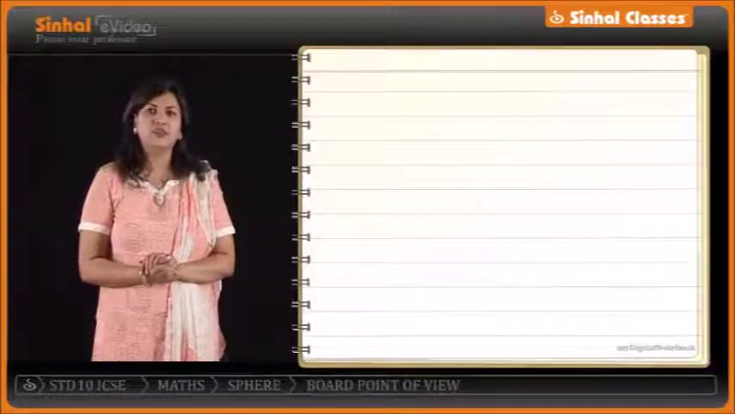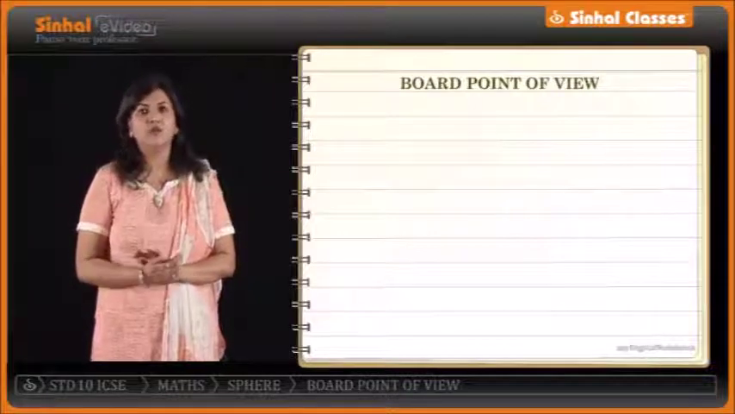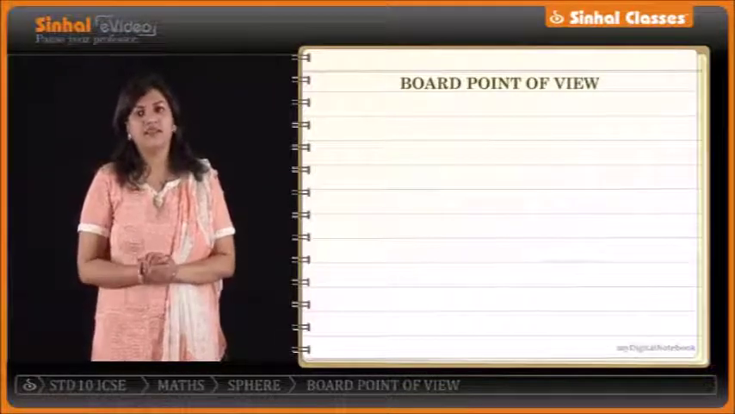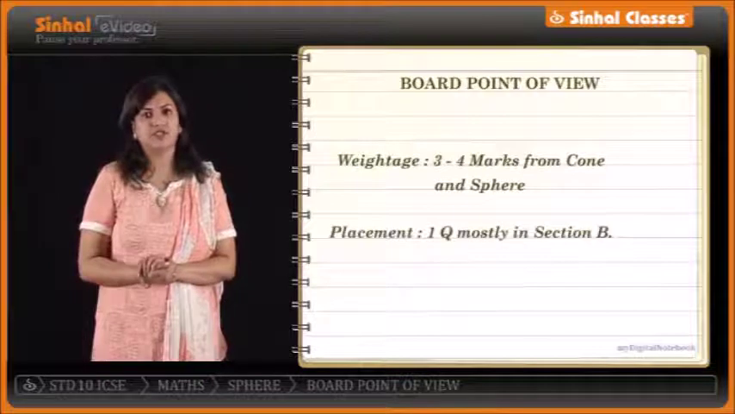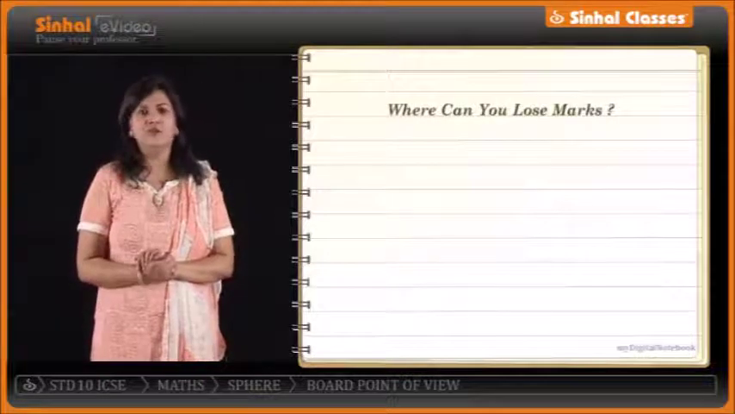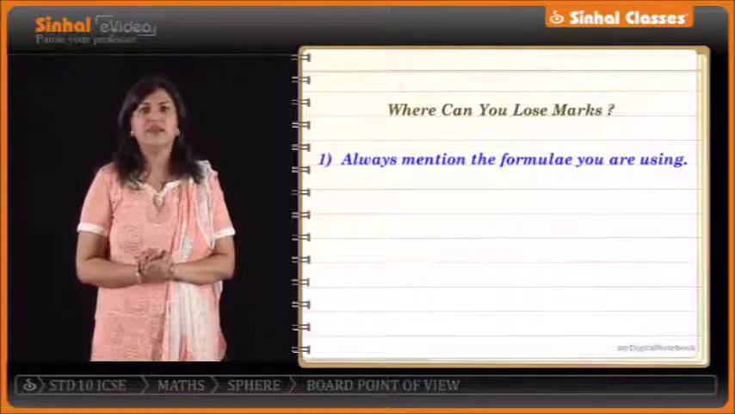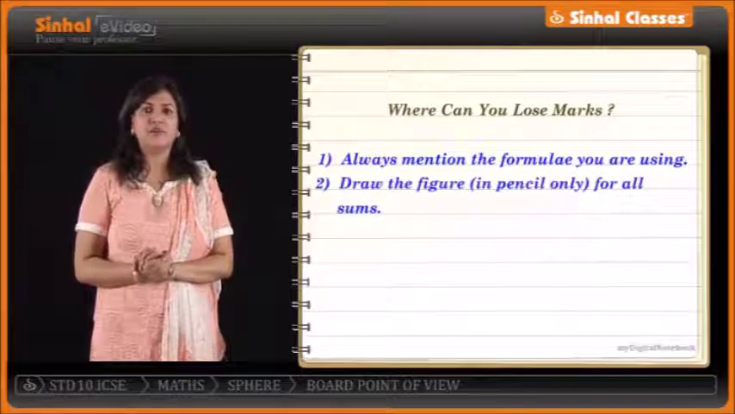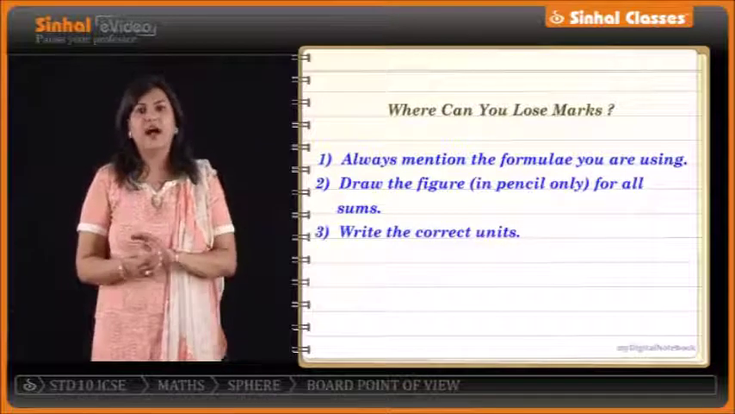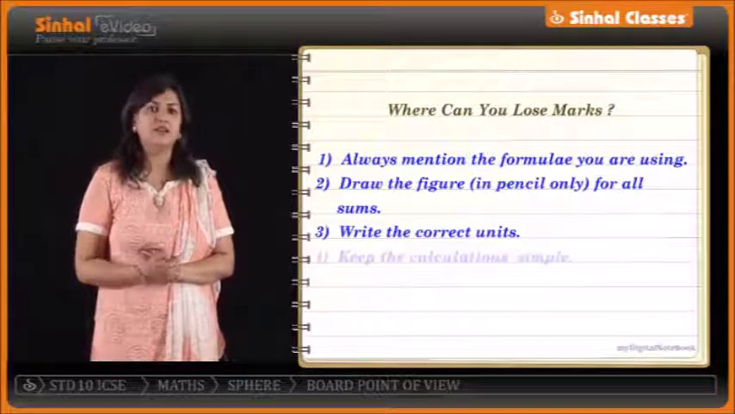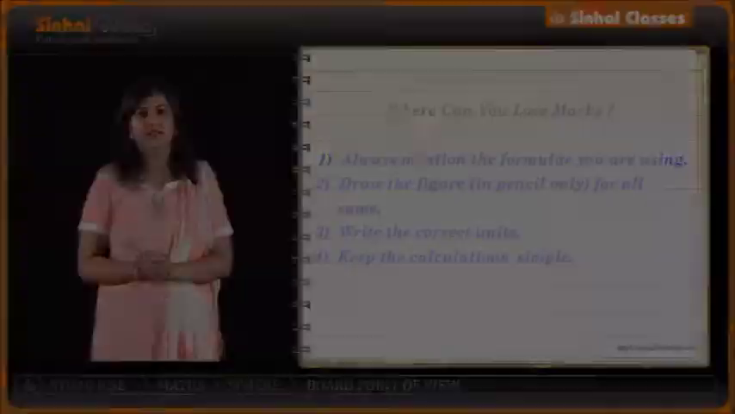Let us look at this topic from the board point of view. From this topic and the cone, there is just one question that comes in the board exam carrying 3 to 4 marks, and it is mostly in section B. Now, where can you lose marks in this topic? Always write down the formula you are using. Then also draw the figures wherever required in pencil only. Write down the correct units for the volume and the areas respectively, and also try and keep the calculations simple as far as possible.